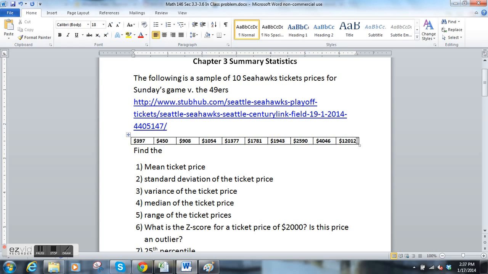$12,012. Since I got this sample, the ticket prices have actually gone up, and now the maximum ticket price is more like $16,000. So the pressure's on.